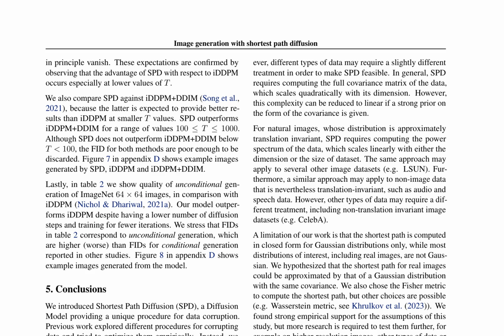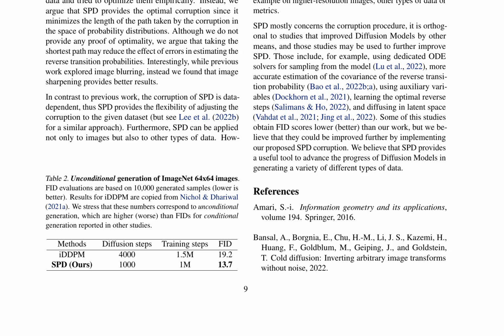The authors introduce shortest path diffusion, SPD, a novel diffusion model that optimizes data corruption by minimizing the path length in probability distribution space. Unlike previous works, SPD's data-dependent corruption procedure adjusts to the dataset, enhancing flexibility. Compared to IDDPM and IDDPM plus DDIM, SPD outperforms for T greater than or equal to 100, with better FID scores for unconditional image generation on ImageNet.